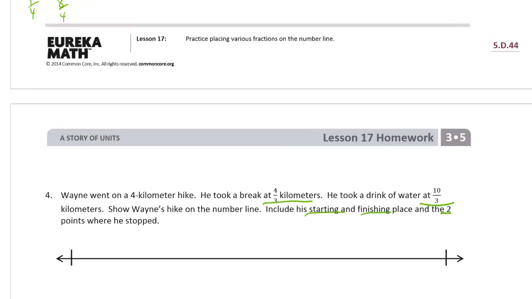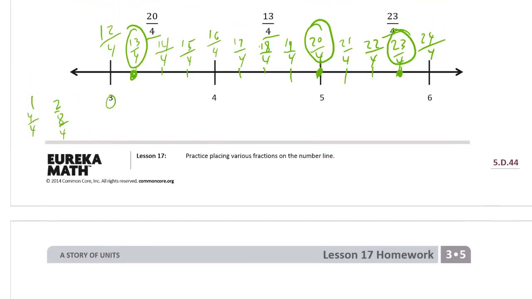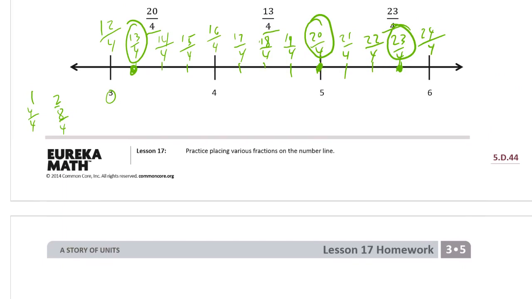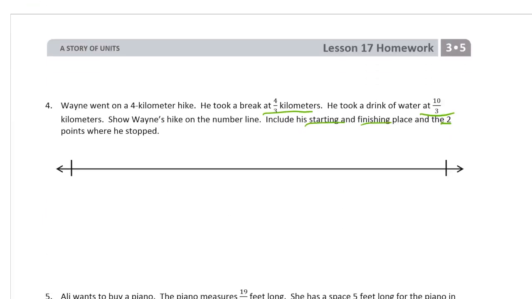So this is a lot like what we've been doing. We're going to make this number line. Now we have to mark the endpoints. And we have to find the other fractional units. So it's a 4 kilometer hike. So 0 is where he starts. And it's going to take him 4 whole kilometers. 0 to 4.